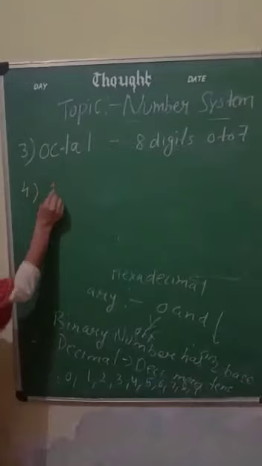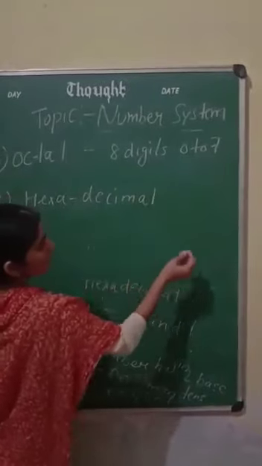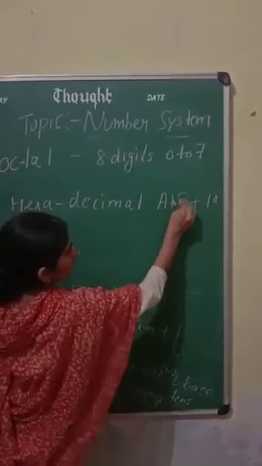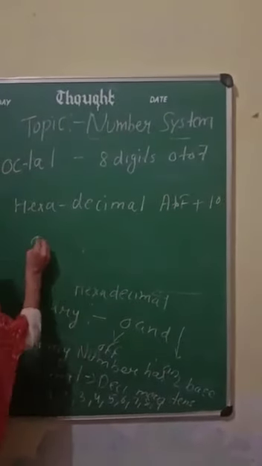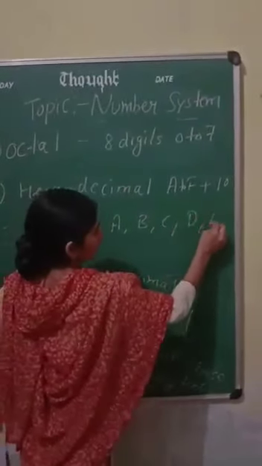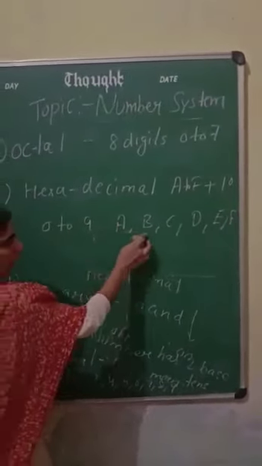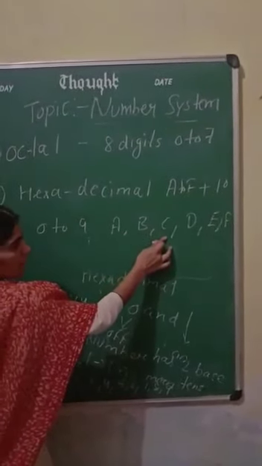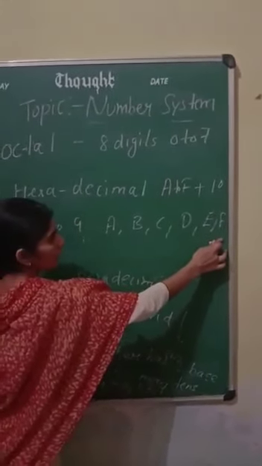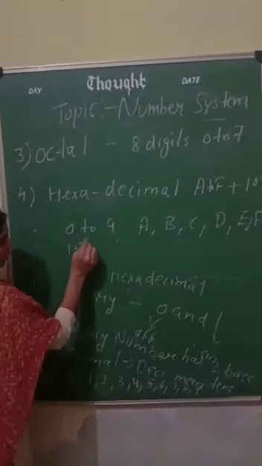Next is hexadecimal. Everyone knows the decimal base is 10. And hexa means A to F. That is 0 to 9 and A, B, C, D, E, F. After 9, if the value is 10 then that is A, 11 is B, 12 is C, 13 is D, 14 is E and 15 is F. So what is the base of hexadecimal, bache? 15.